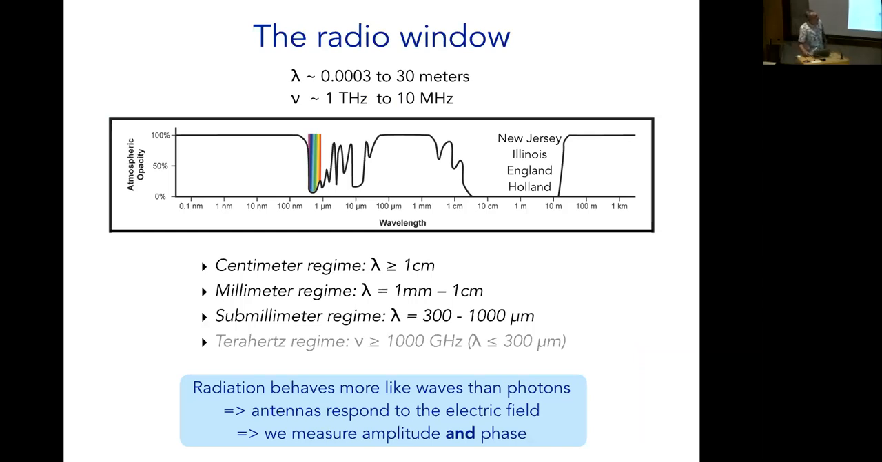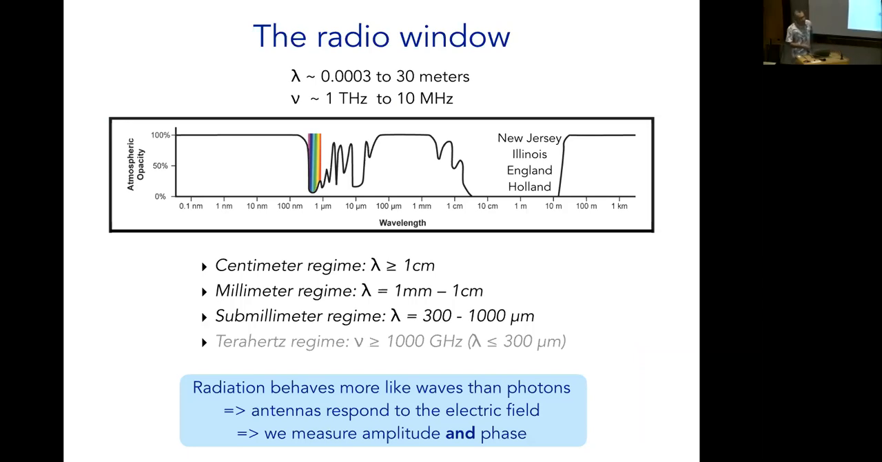In fact, work at centimeter wavelengths and longer was pioneered in places that are not known for clear skies: New Jersey, Illinois, England, Holland. These are not exactly high. They're fairly low, fairly cloudy, a bit like Hilo, really, and you can still observe at centimeter wavelengths.